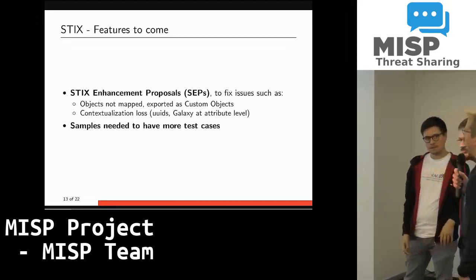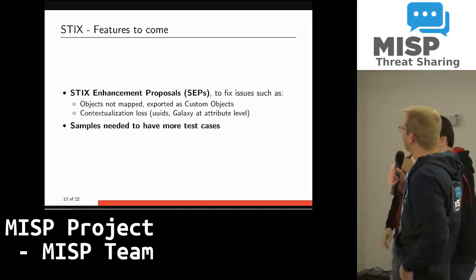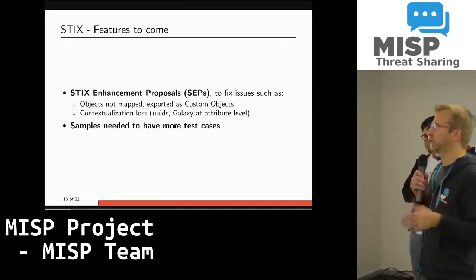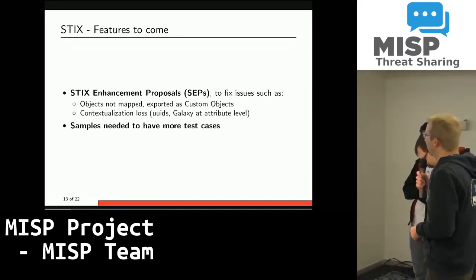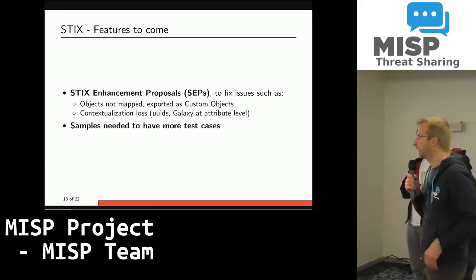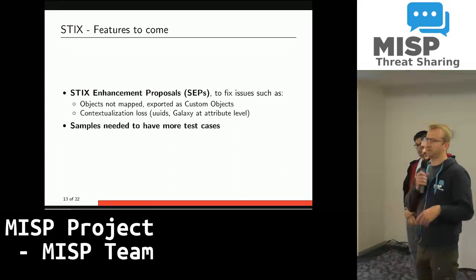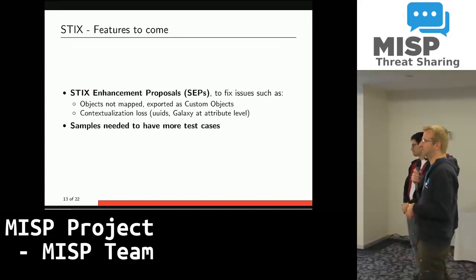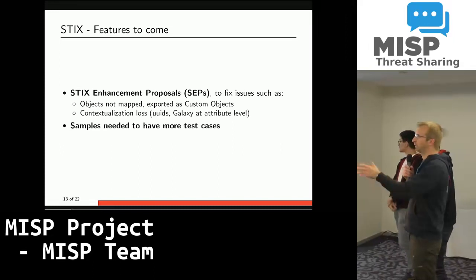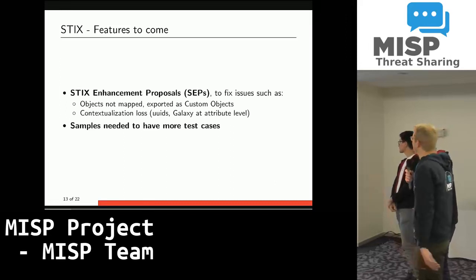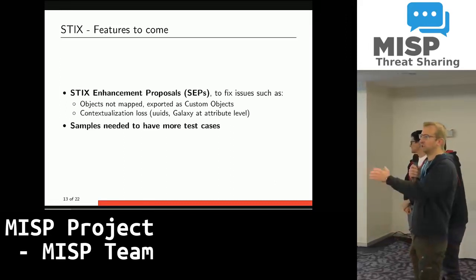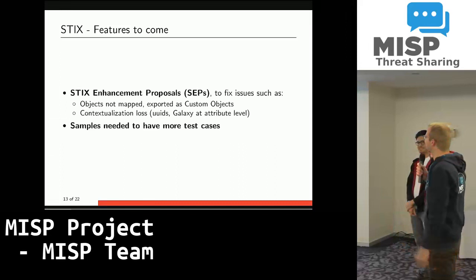Just a side note regarding the Styx enhancement proposal. It's coming from the Oasis technical committee, so it's not coming from nowhere. They discovered that basically they have a fundamental problem. A lot of vendors are using custom objects. So you have the standard and then you have everyone putting into custom objects. It's like the X headers in HTTP. Everyone is putting information there.